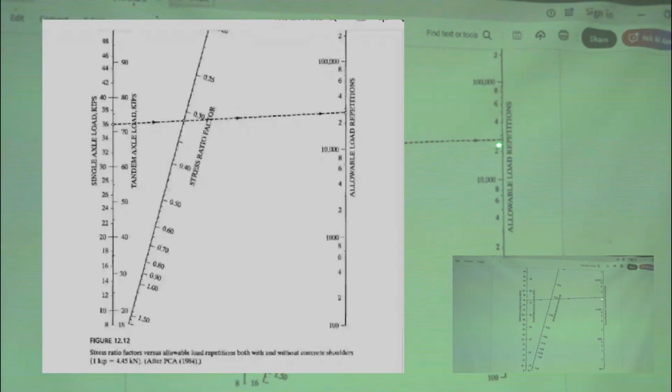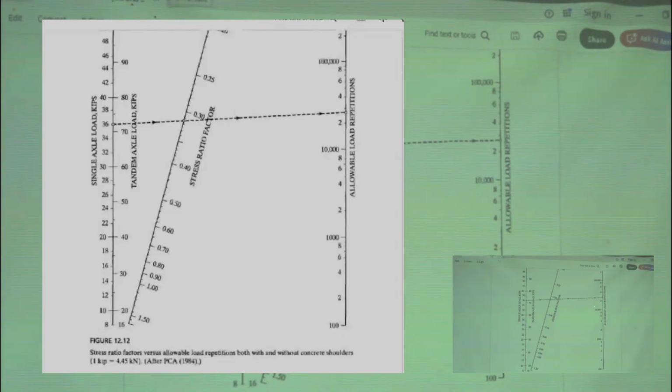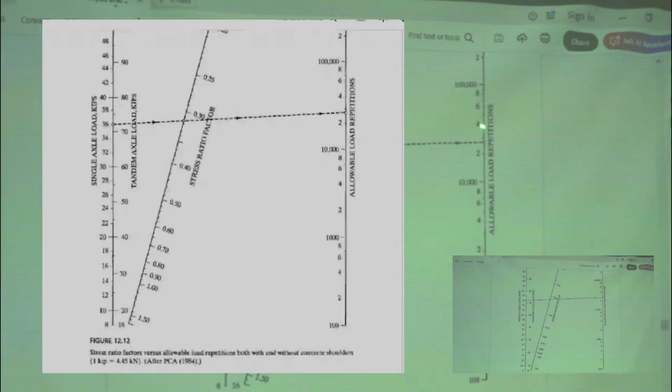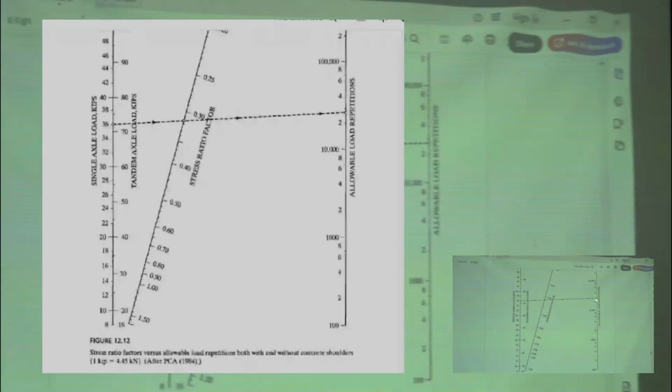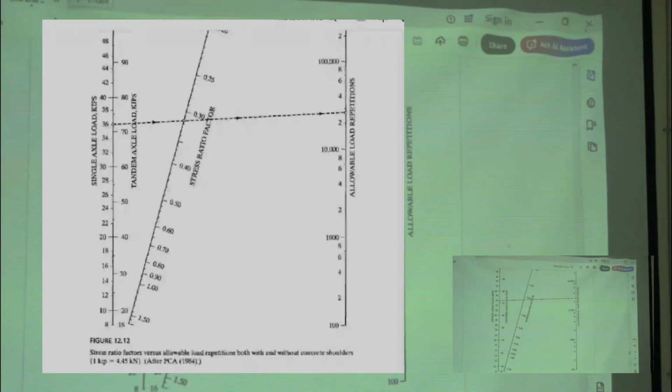Allowable? Yes. 27,000. So 27, right, between that, correct? Does that make sense? So that is around 27,000, 30,000, close to that. Everybody with me so far?